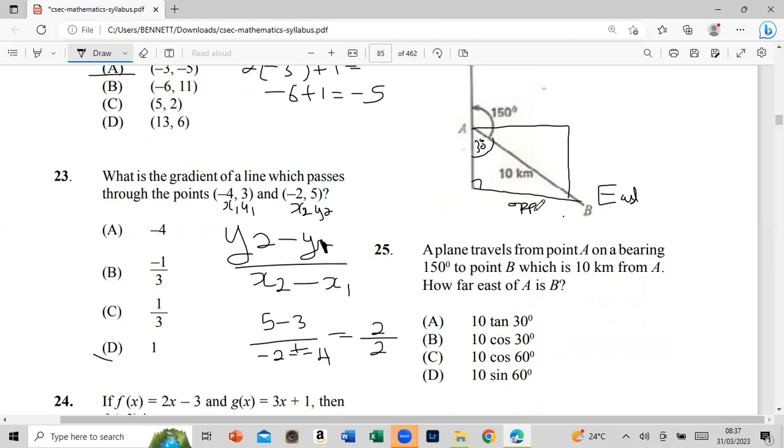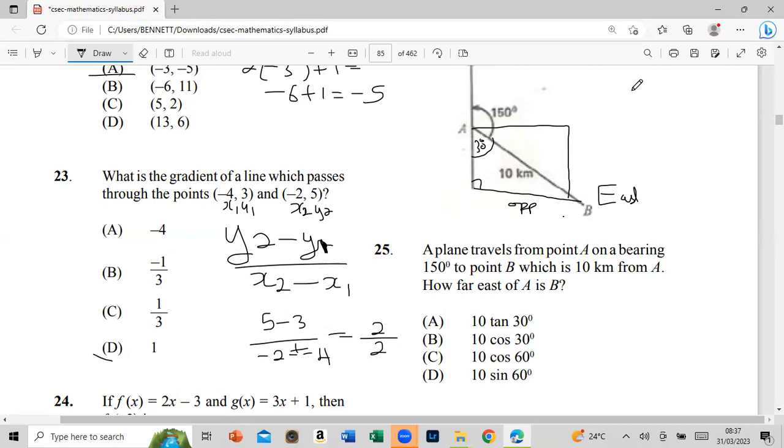So opposite adjacent, opposite hypotenuse, that would be C. That's not an option. So far, E should definitely be in this direction. B is 10 kilometers from A. How far east of A is B? Where is B?